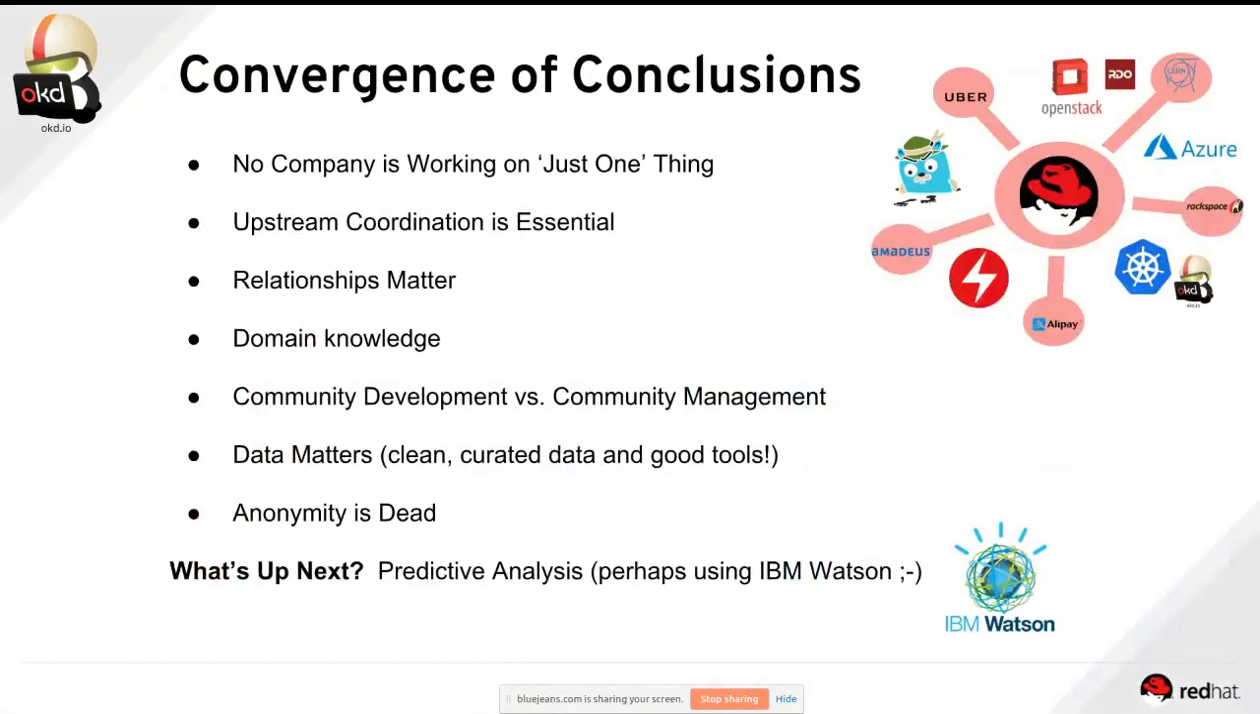So some of the conclusions that we've made from some of this is that it's very clear to us now that no company is working on just one thing or one project. So you can't expect total concentration on your project. We've seen some of the upstream coordination is very essential. Even though this is all data-driven, it is the relationships that matter, understanding them and knowing where you have to support them. Having domain knowledge is essential.